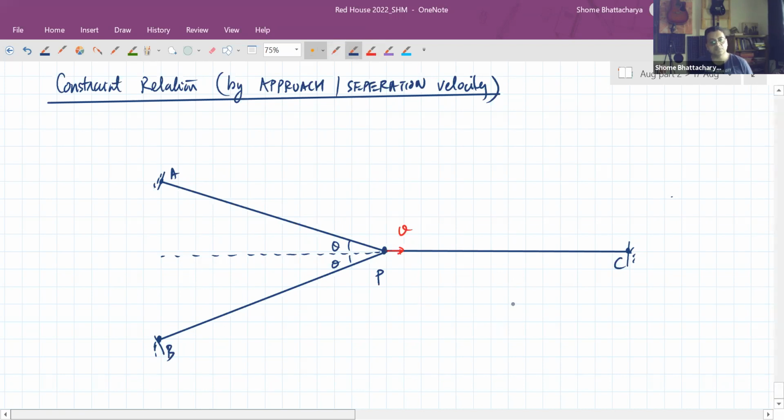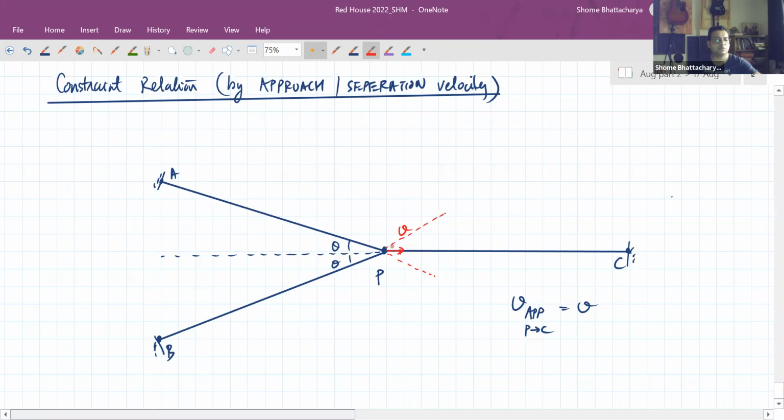So what is happening? P's approach velocity towards the point C is how much? It is V. But P's separation velocity with respect to the point A and P's separation velocity with respect to the point B, they are both how much? They are the component of that V, which is in this direction.